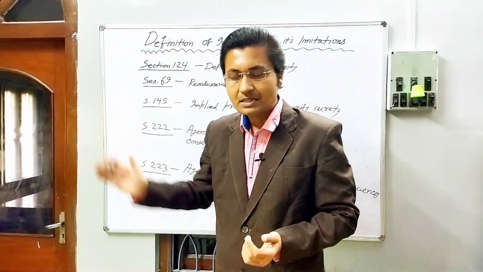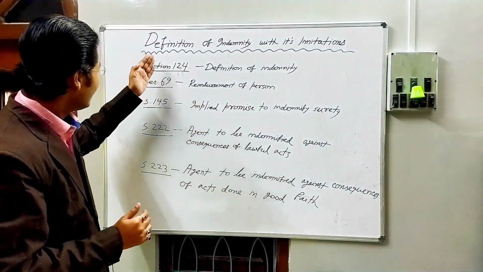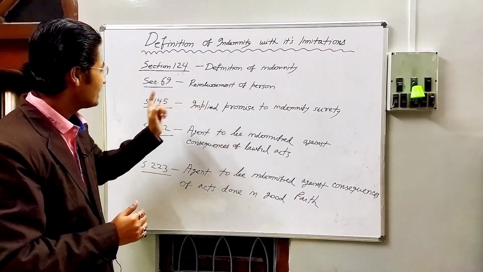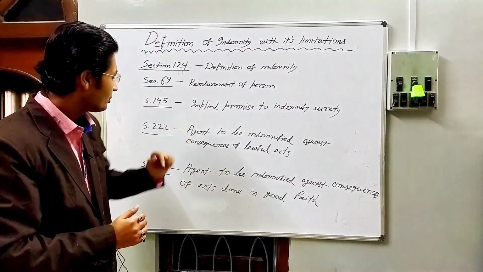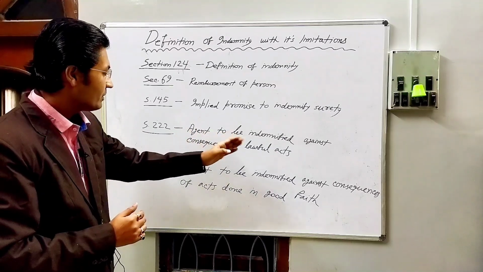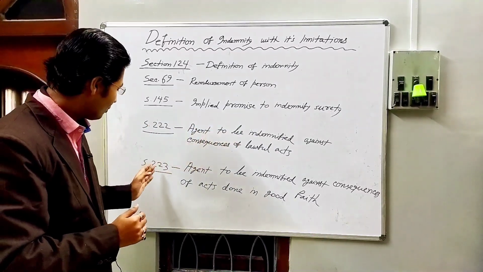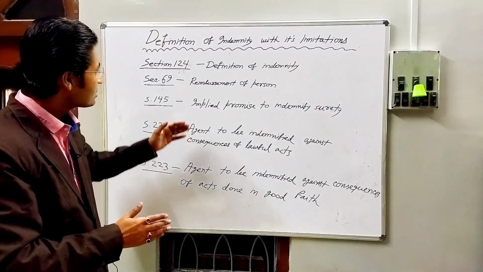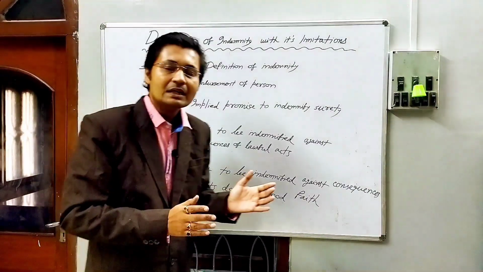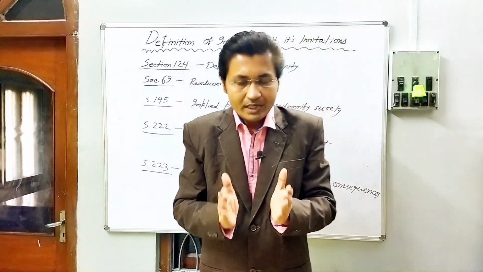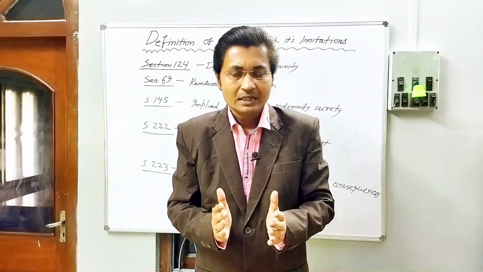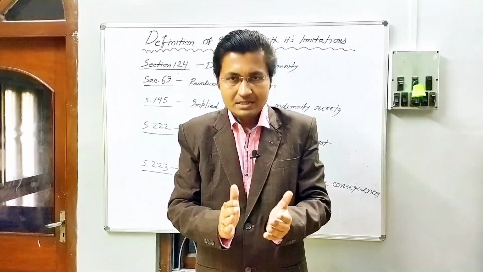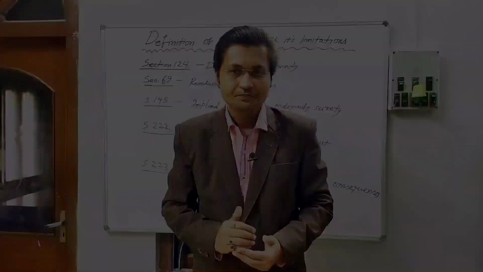So, if we consider these 5 sections altogether, that is, section 124 definition, 69 reimbursement, 145 implied promise to indemnify surety, 222 agent to be indemnified against consequences of lawful acts, and 223 agent to be indemnified against consequences of acts done in good faith, then we can understand why the definition of the contract of indemnity is considered a narrow one. So, I would like to discuss each section in a brief manner one by one.